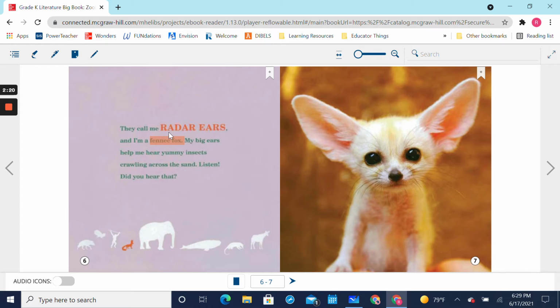They call me radar ears, and I'm a fennec fox. My big ears help me hear yummy insects crawling across the sand. Listen! Did you hear that? Did you hear anything?